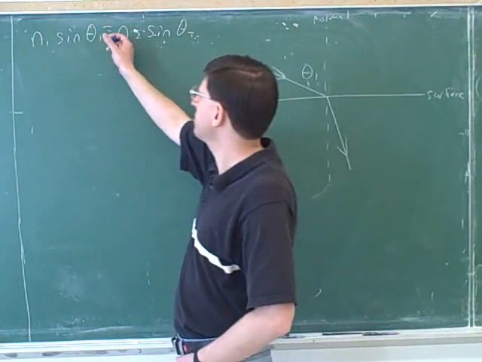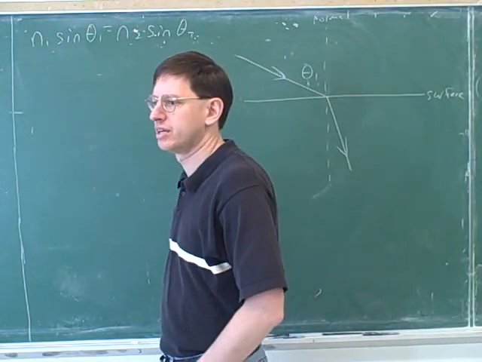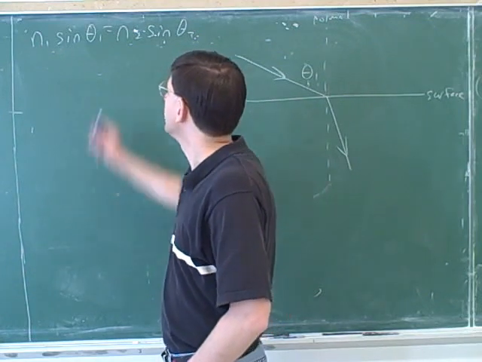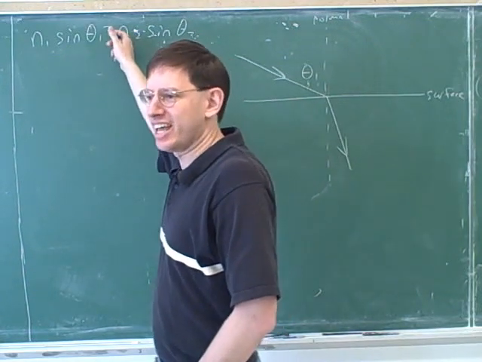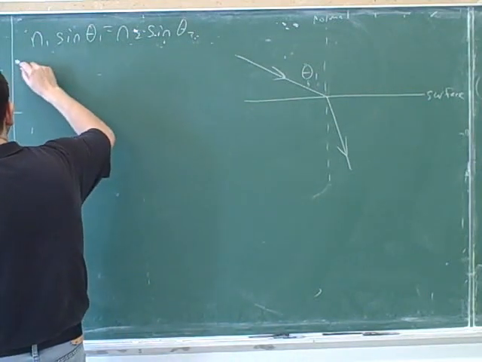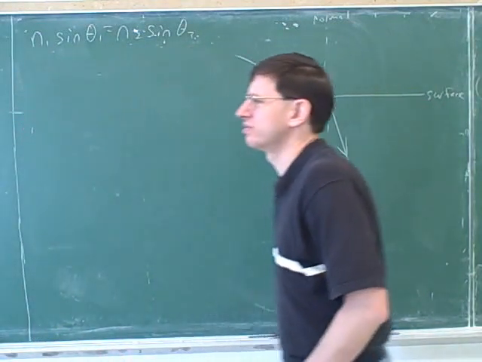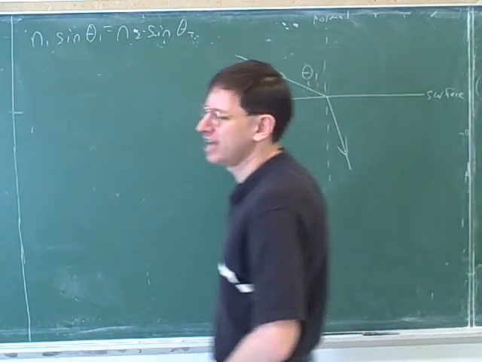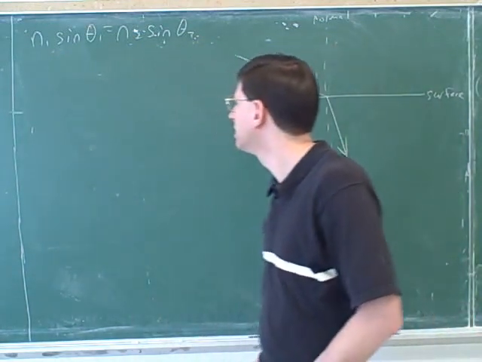Do you remember what the name is for this variable n? This is the index of refraction. N is the index of refraction. So yeah, it doesn't stand for the normal line. Why do they call it N? I don't know, maybe N for index? But N is the index of refraction.